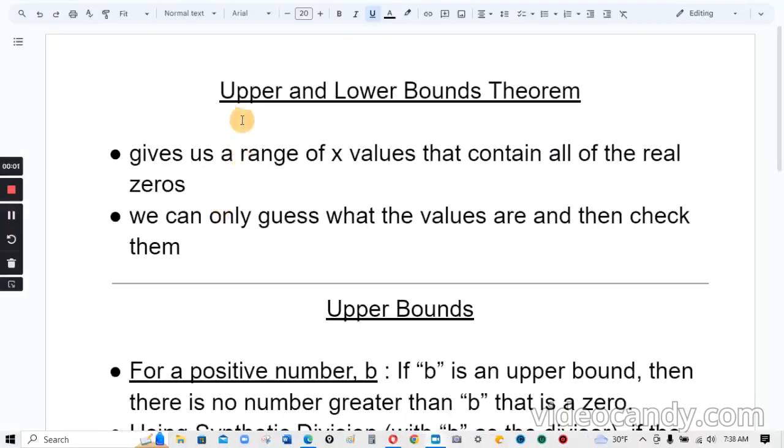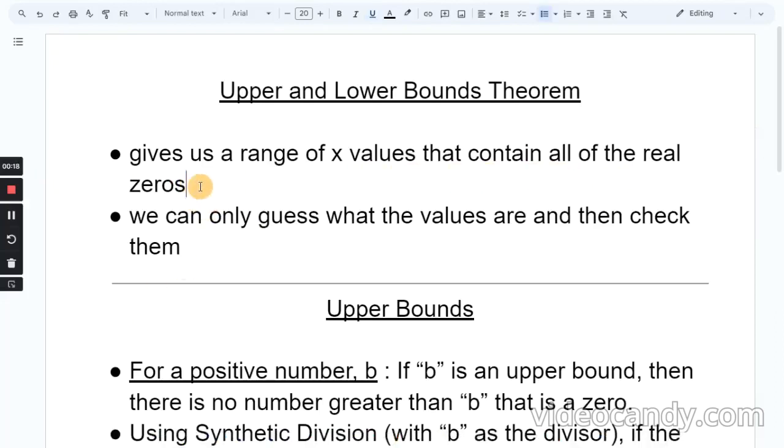All right, this will be for the upper and lower bounds theorem. Hopefully it makes more sense once we get into the examples. But a summary of the theorem, it gives us a range of x values that contain all of the real zeros. Remember, the zeros are the x-intercepts. All right, and we can only guess what the values are and then check them.